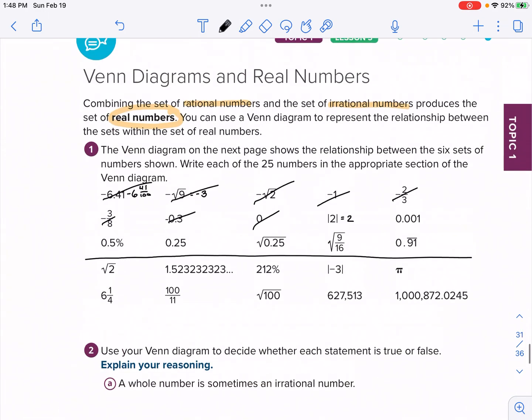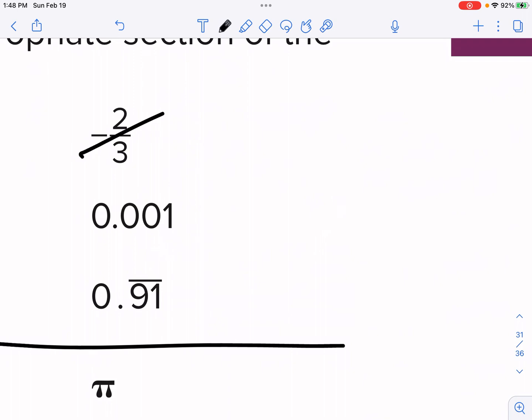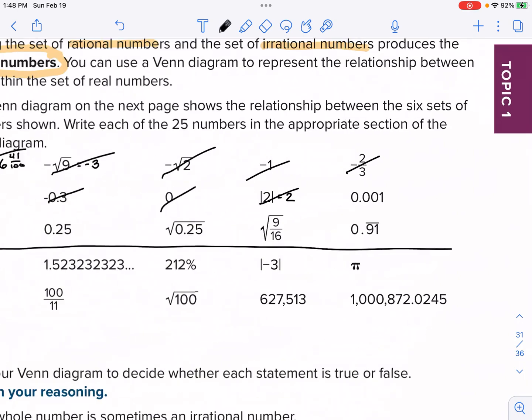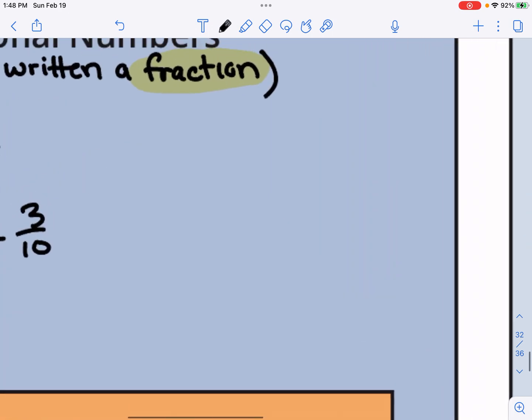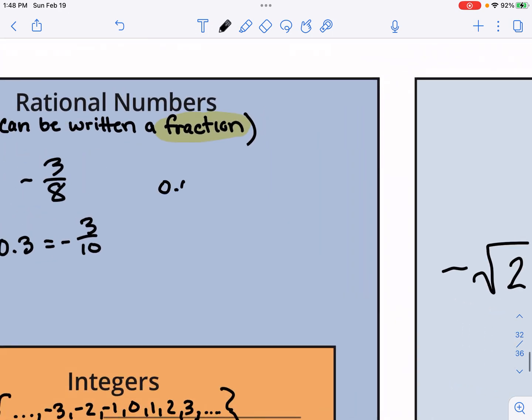All right, a little bit past halfway. This is 0.001, so that 1 is in the thousandths place, so this is 1,000th. So that is going to go with rational. So 0.001, this is 1,000th. So that is a fraction.